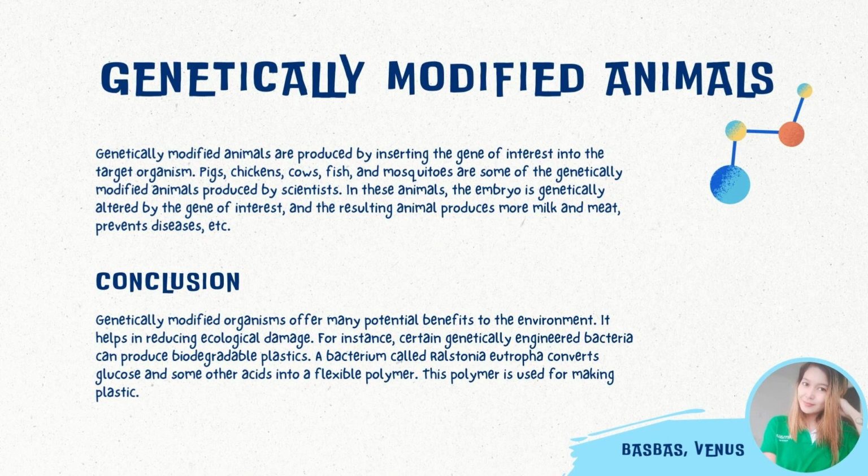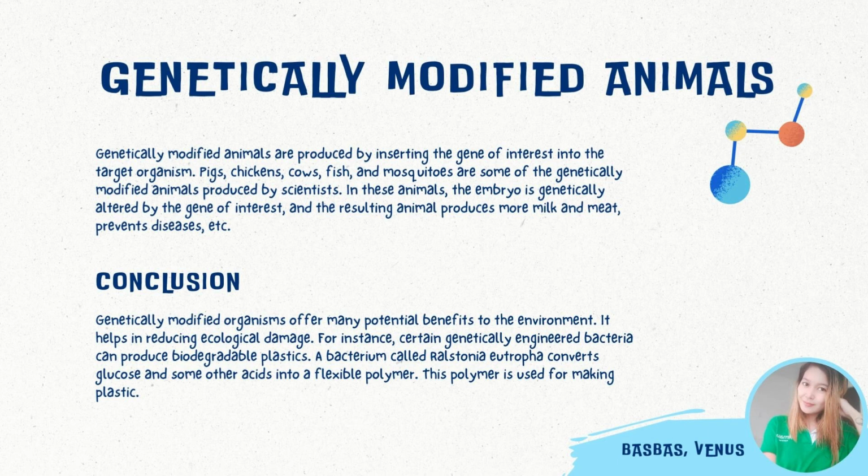Genetically modified animals are produced by inserting the gene of interest into the target organisms. Pigs, chickens, cows, fish, and mosquitoes are some of the genetically modified animals produced by scientists. In these animals, the embryo is genetically altered by the gene of interest, and the resulting animals produce more milk and meat, prevent diseases, and so on.